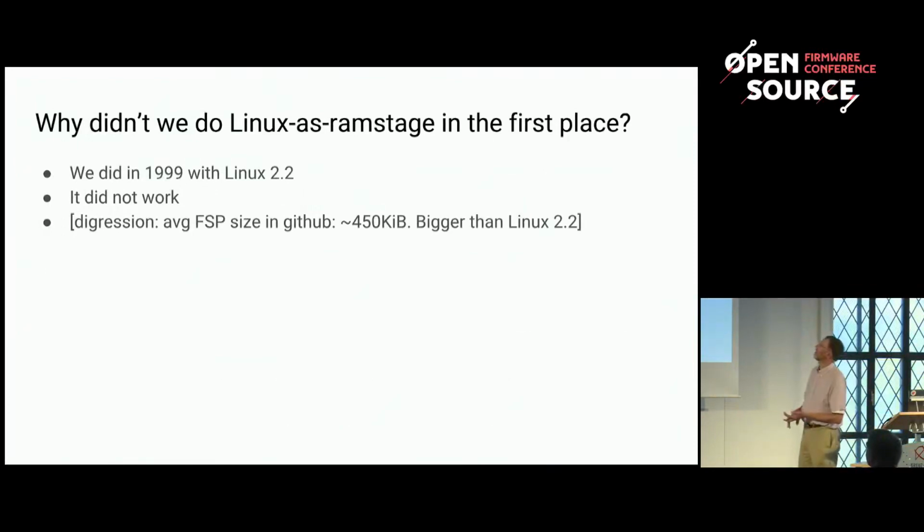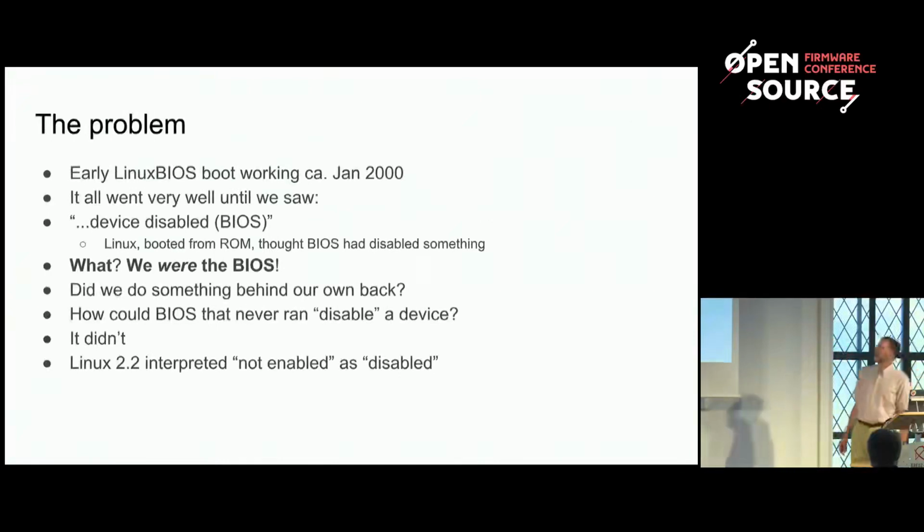Why didn't we do Linux as the RAM stage in the first place? Well, it actually turns out we did. In 1999, I did it with Linux 2.2. Didn't work. We'll get into that in a second. Interesting thing, I quickly looked at all the binaries of the FSPs on GitHub, and they averaged roughly 450K, which is bigger than the Linux kernel that we were putting in flash back then. Kind of a surprise.